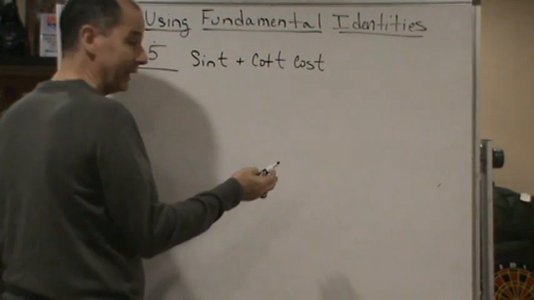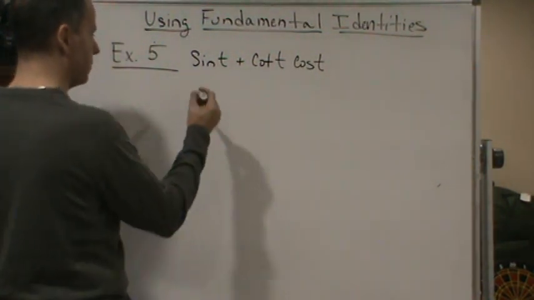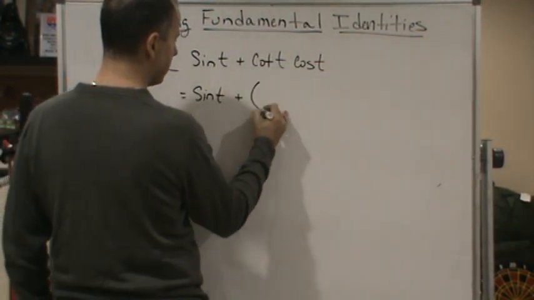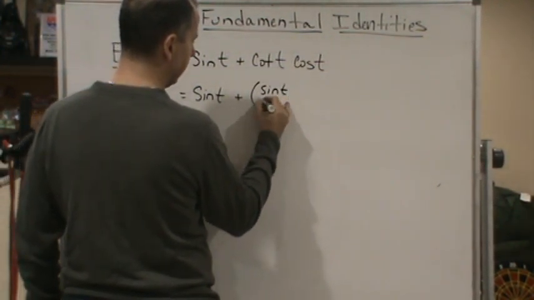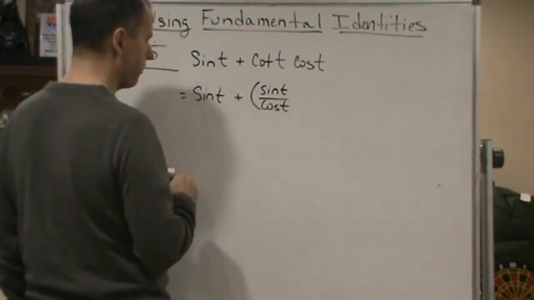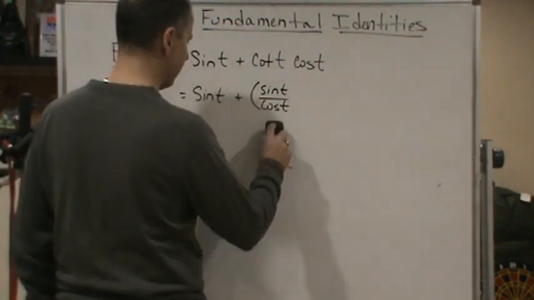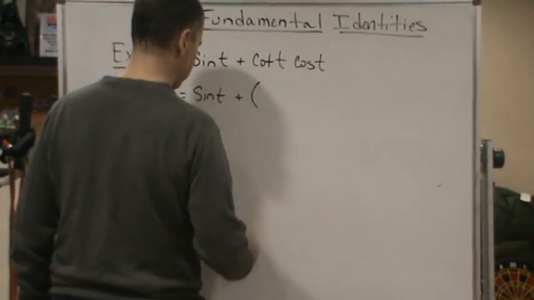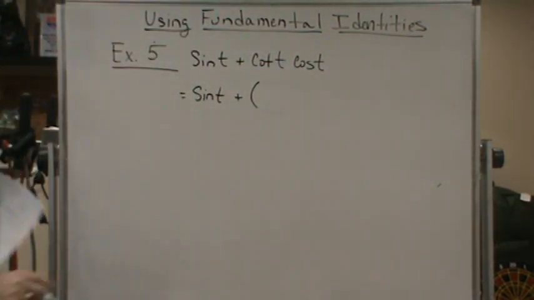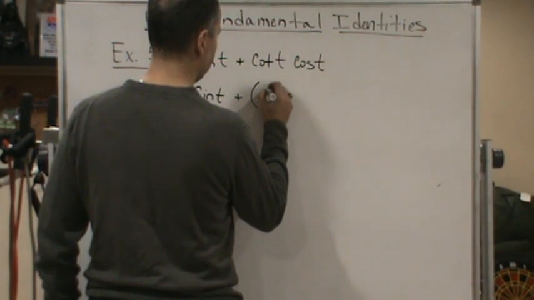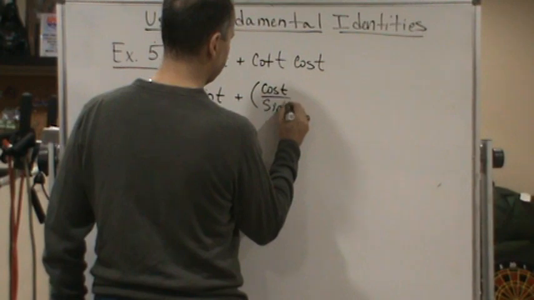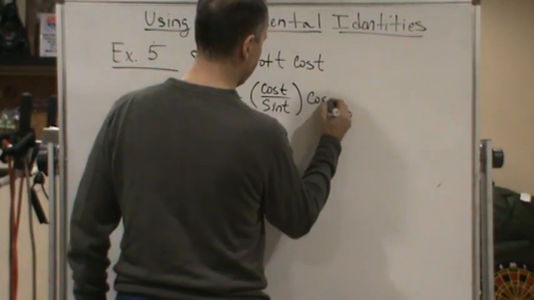Cotangent can be written in terms of sine and cosine. So let's do that. So this is going to equal sine t plus sine t over cosine t. Or excuse me, I'm sorry, I'm thinking tangent. It's the other way around. Cosine t over sine t times cosine t.